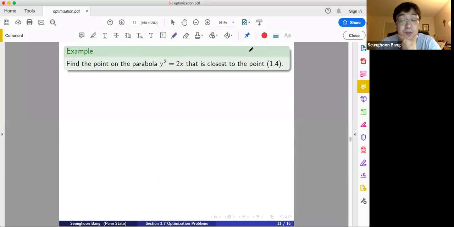The next example: find the point on the parabola y squared equals 2x that is closest to the point (1, 4). Let me see. You can draw a diagram first. How can you draw the diagram? You have to know this kind of thing. Remember that for y equals ax squared, we have two possible graphs.